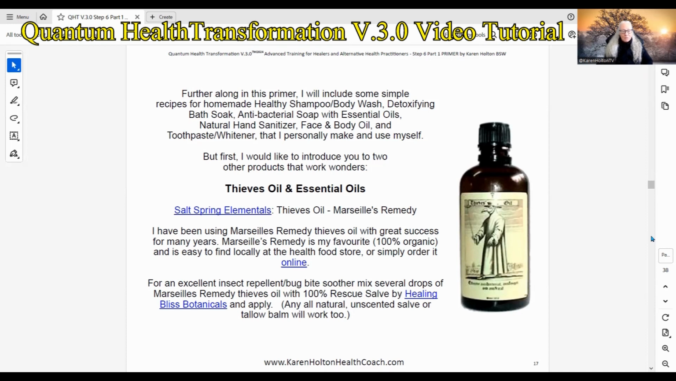For an excellent insect repellent bug bite soother, mix several drops of Marseille's remedy thieves oil with 100% rescue salve by Healing Bliss Botanicals and apply. Now, you don't have to use the rescue salve by Healing Bliss. Any natural unscented salve or tallow balm will work just as well. I'm just providing these examples in case you can't find 100% natural organic rescue salve on the shelf at a store near you. And again, all the links are here in the primer if you want to order online, or you could also look them up.